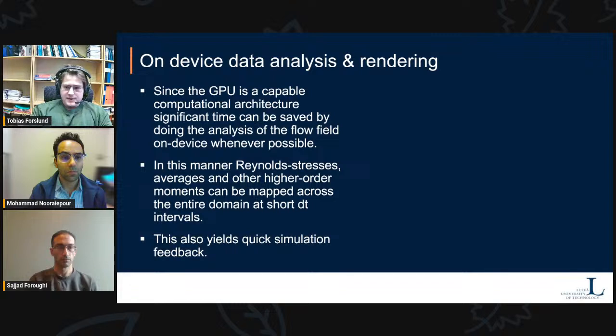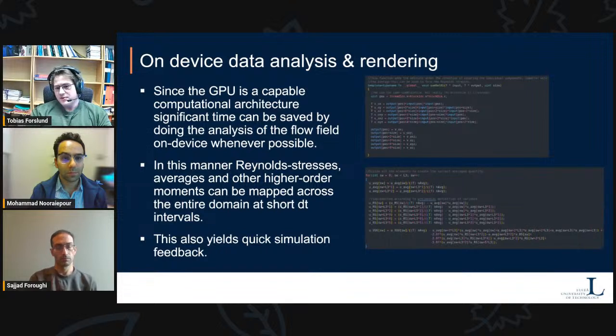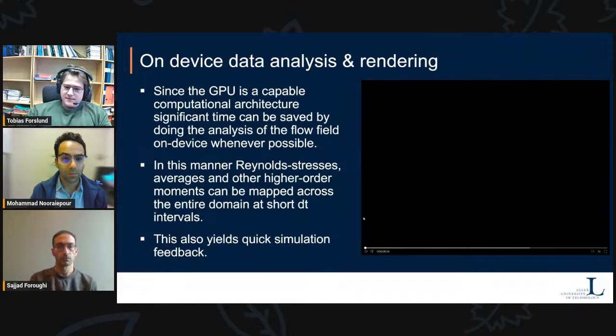So this is sort of what I just said, that we can do the analysis and the rendering directly on the GPU, which we can do quickly because the GPU is a computationally efficient machine. So extracting the Reynolds stresses or other higher order moments from the simulations can be done directly on the GPU and then just saved down. This is something that I've made use of a lot in my work. And this also yields quick simulation feedback.